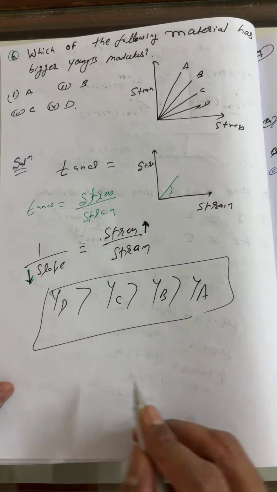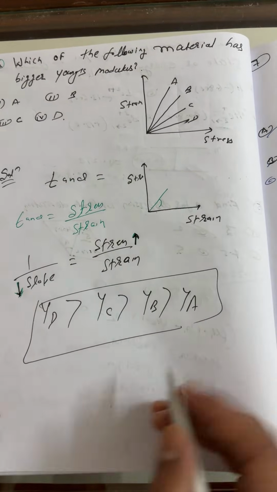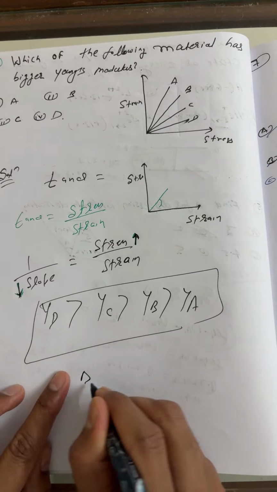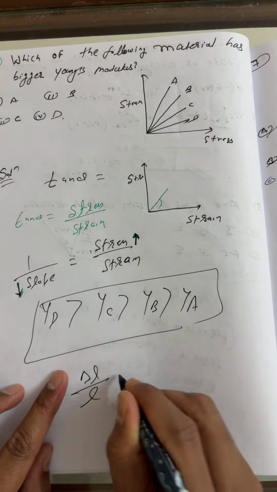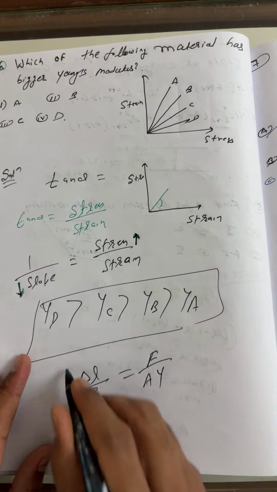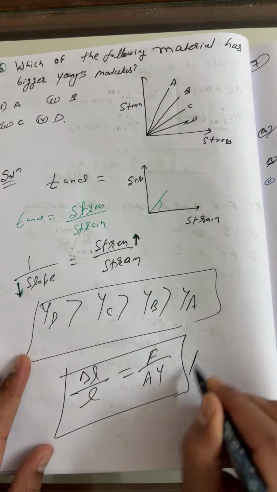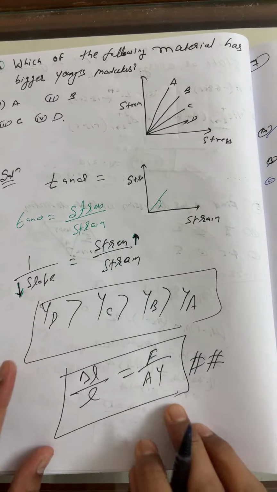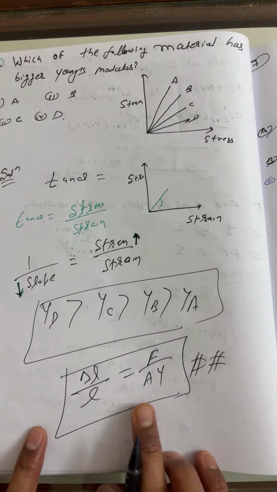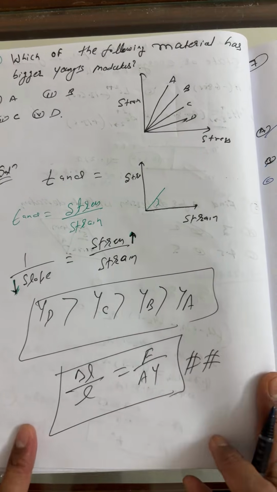I'm just giving one recommendation for those candidates who will go to write the exam. Be sure to remember, for Moss, delta L by L is equal to F upon A into Young's modulus. Beta, it's a recommendation question here. Those who will go to write the exam, be sure to remember this formula, beta. It's highly required.